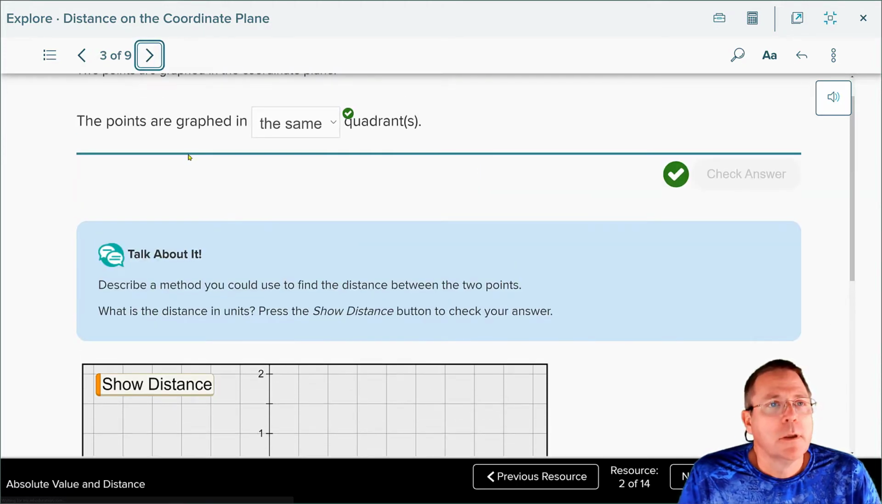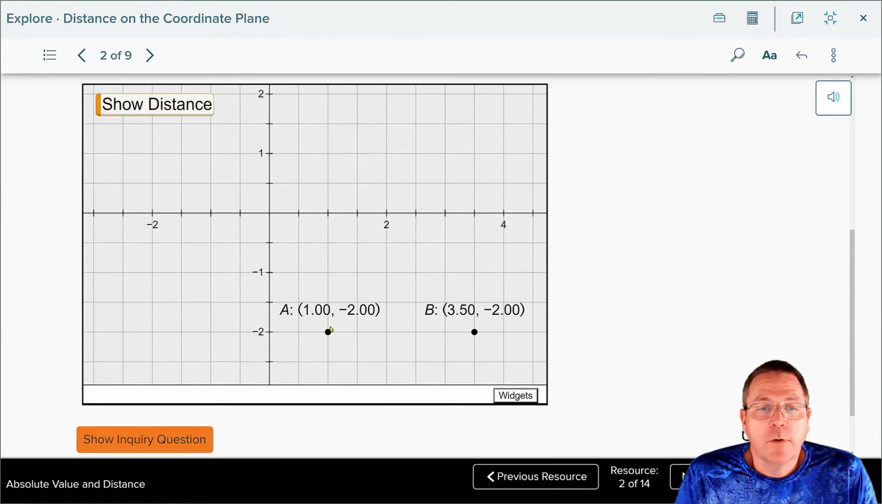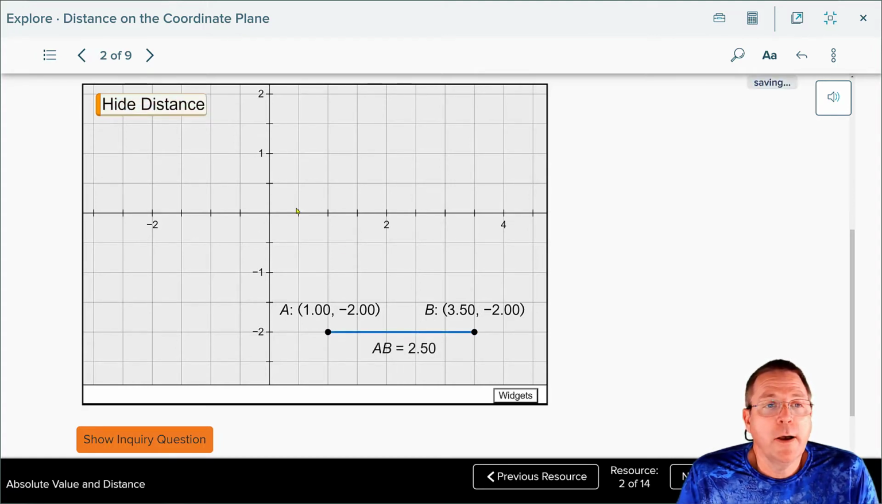Next, we're going to say, describe a method you could use to find the distance between the 2 points, and what is the distance in units. So we could say, well, this one is located at point 1, -2. This one is located at point 3.5, -2. So to find the distance, I could subtract 1 from 3.5, which would give me 2.5 that you can see right here on this line. Pretty easy concept, I think.